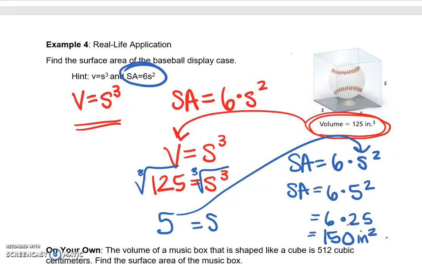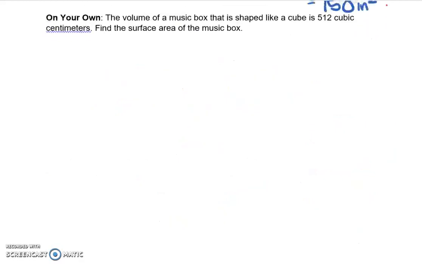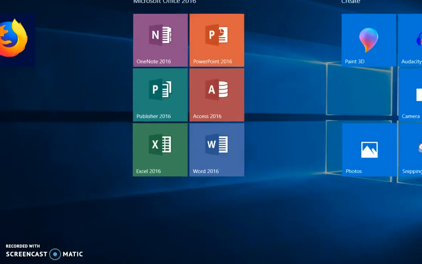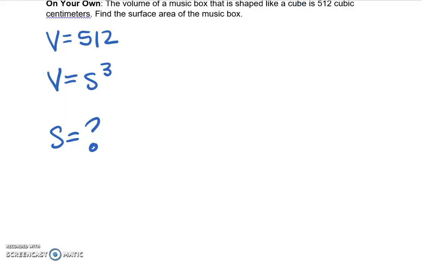The last on your own used the same strategy we used before. So the volume they gave you is 512. Use the volume equals s cubed to find s first. And then find the surface area. Then find the surface area, which is surface area equals 6 times side squared. So follow the same process we followed in the example above.